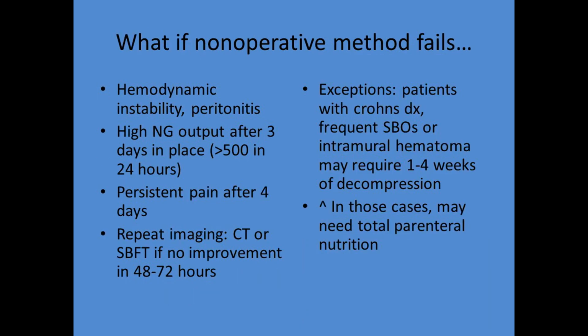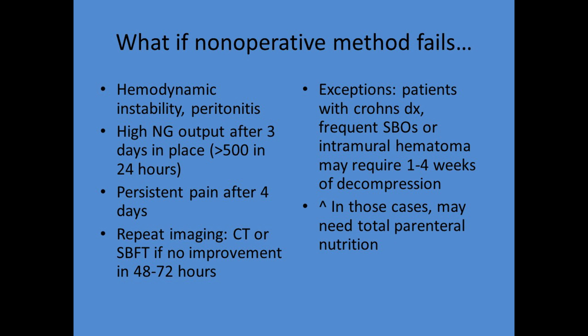So some of the indications for surgical exploration include hemodynamic instability or peritonitis on exam, high nasogastric output after 3 days of watchful waiting. Some texts define this as over 500 cc's out of the nasogastric tube within 24 hours. Persistent pain after 4 days. Again, if conservative treatment is working, pain should be improving day after day. And if repeat imaging shows the same or worsening of the obstruction, these are all indications to proceed to the OR.